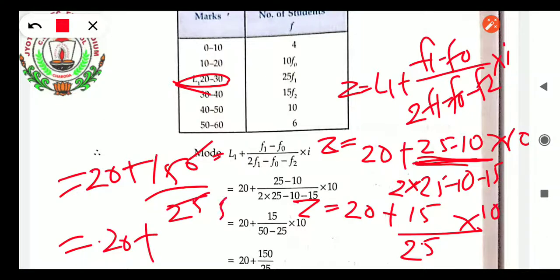plus 5 6s are 30, so 6. So how much? 20 plus 6, how much is the mode? 26. So this is the way how we are calculating the mode, students.